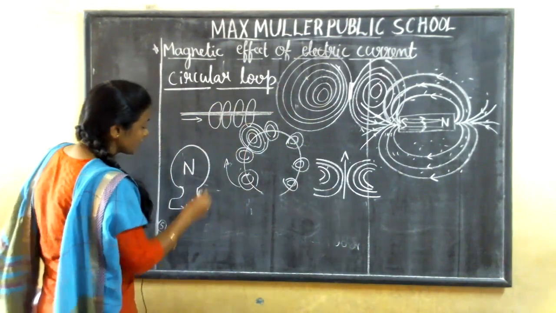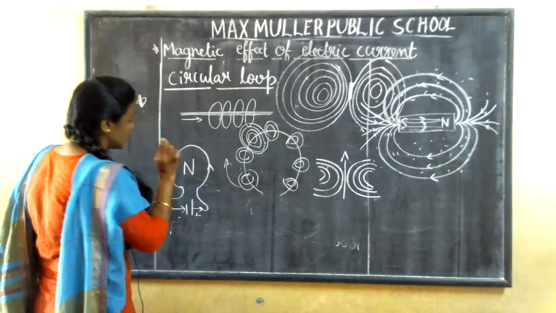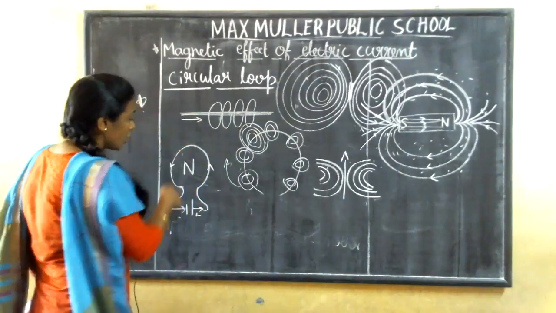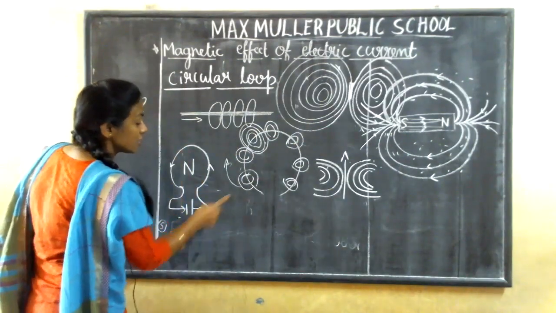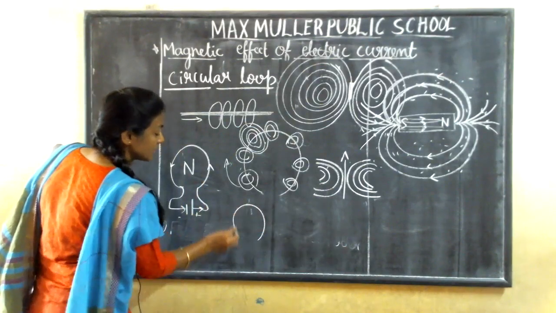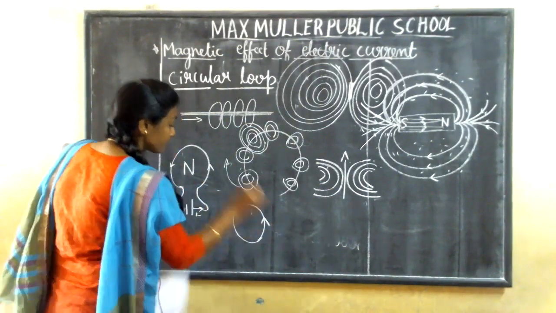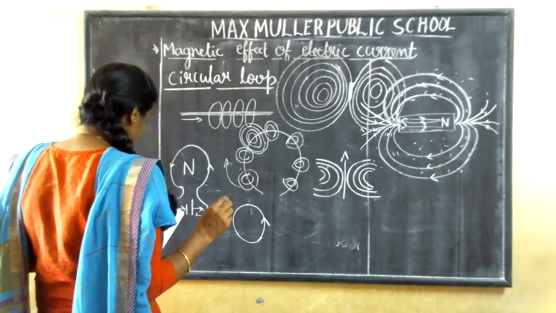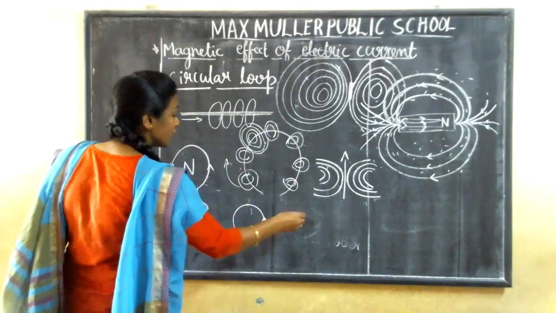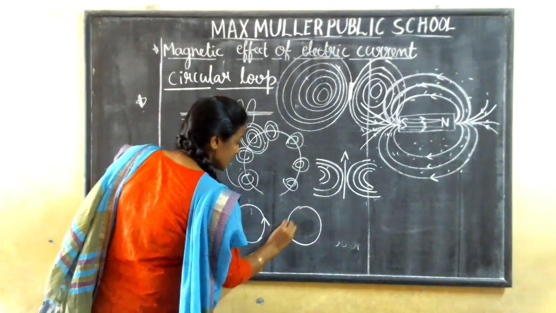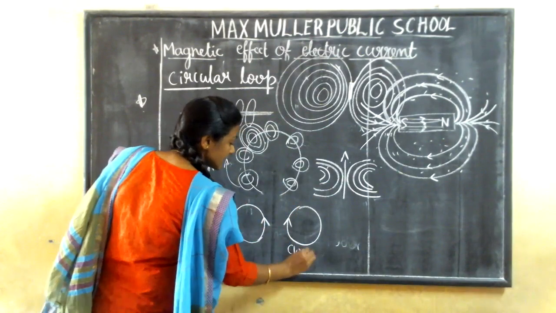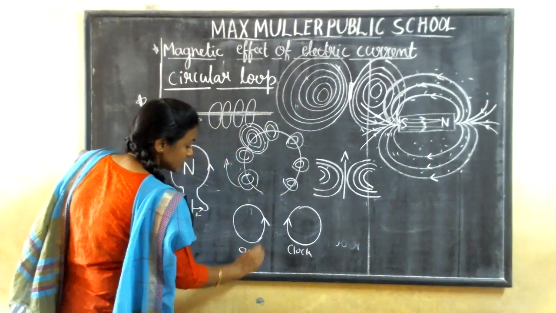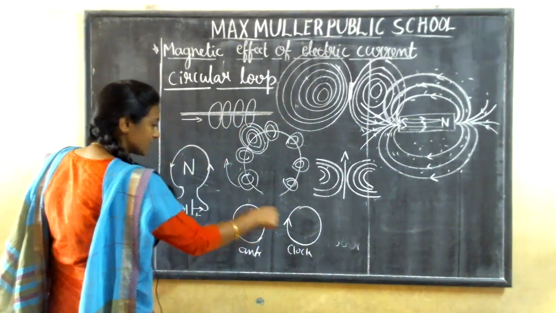So this is the direction of a current here. This is the direction of a current here. Okay, this is the North Pole, I can say. Clockwise, anti-clockwise, I get confused. This is anti-clockwise, right? This is anti-clockwise and this is clockwise.